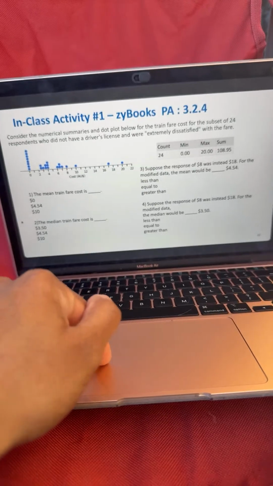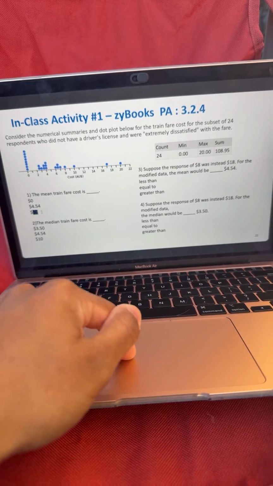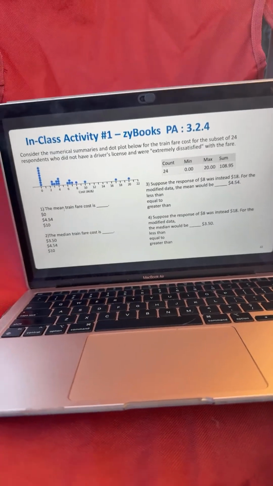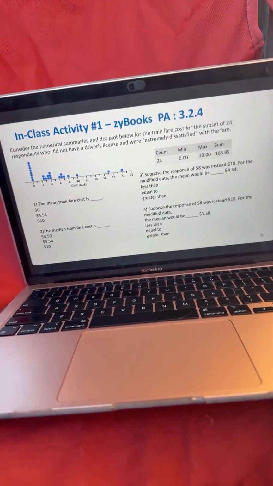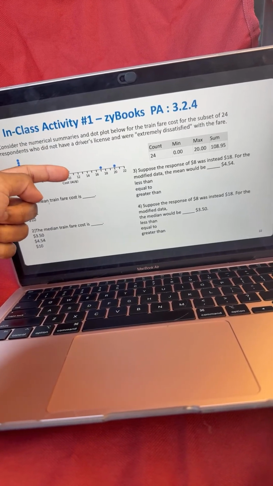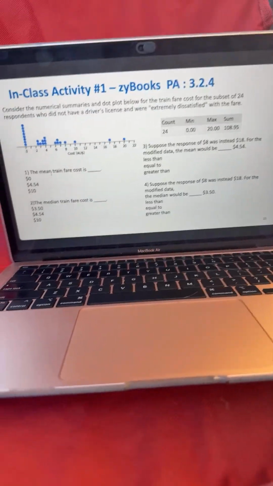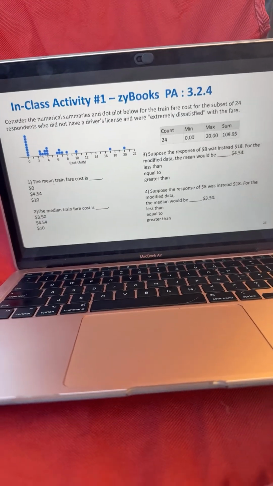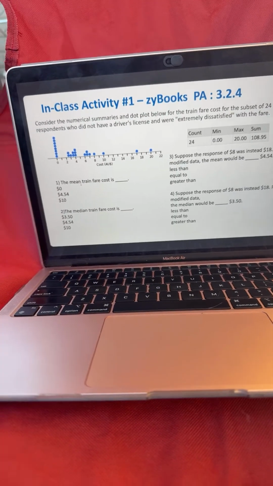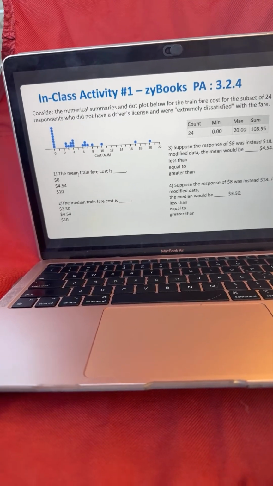Well, it has to be, oh my gosh, the mean, wait, 85, right? So what was it? 8, 9, 10, 11, 12, 13, 14, 15, 16, 17, 18, 19, 20, 21, 22, 23, 24. 85 divided by 24. That's 4.54, right? So number one is 4.54.